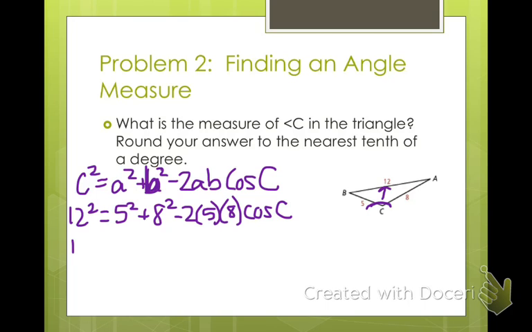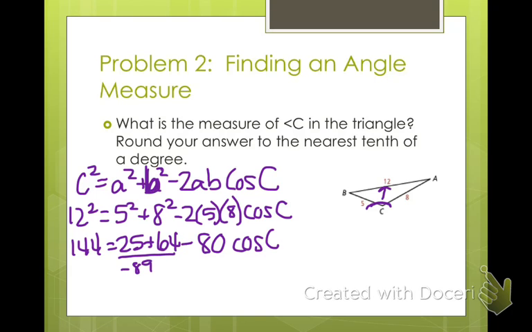12 squared is 144. 5 squared is 25. 8 squared is 64. Minus 2 times 5 is 10, 10 times 8 is 80 cosine C. So if we add 25 and 64 together, we get 89. So we're going to subtract 89 from both sides. So you get 55 equals negative 80 cosine C.